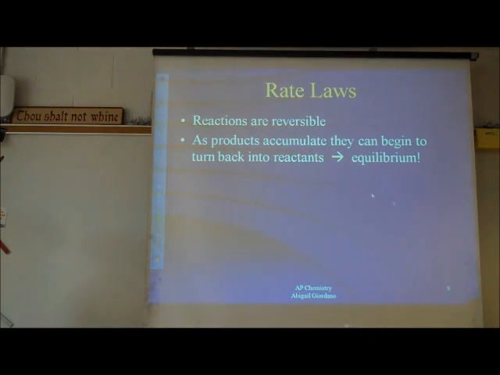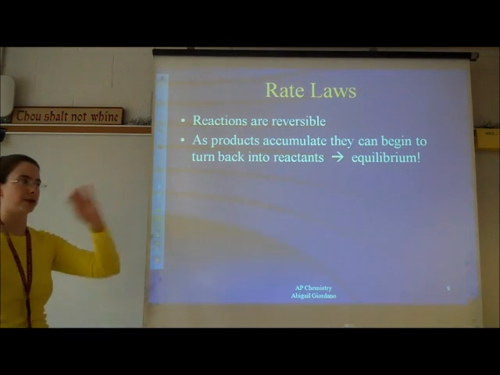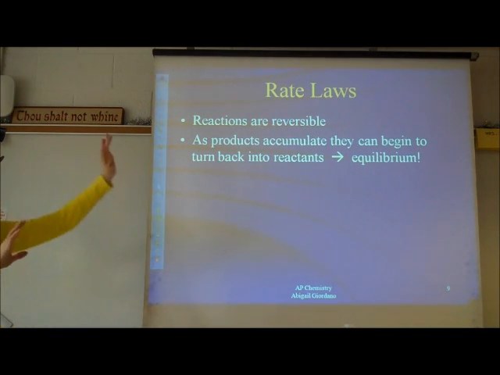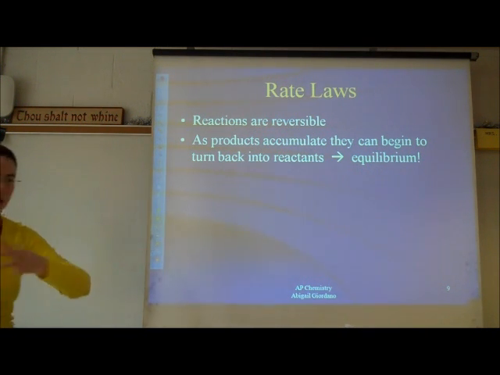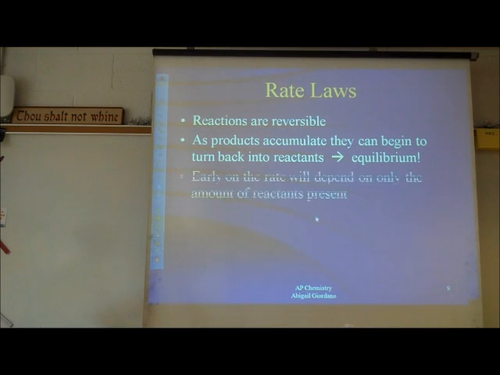So, first thing that you will be asked to do, and I'm going to show you today a very simple example, you will be asked to write out what is called a rate law. And here's the thing. All reactions are reversible. When you start a reaction, you've got reactants only, making product, making product, making product, making product. Eventually, the products start turning back into reactants. The rates become equal, you're at equilibrium.